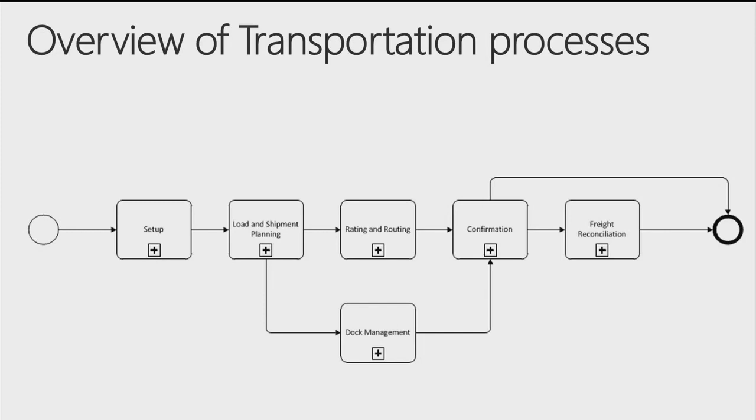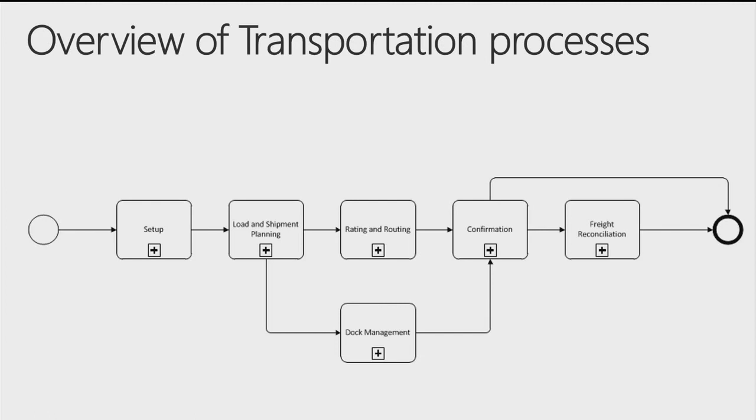This is where they would set up the carriers, the pricing structure, the costing structure, but also set up possible discounts and charges that are necessary for the rating process. After the basic setup is done, the minimum setup necessary for using the TMS module, then we can start using the TMS. The first part of the process is the load and transportation planning.